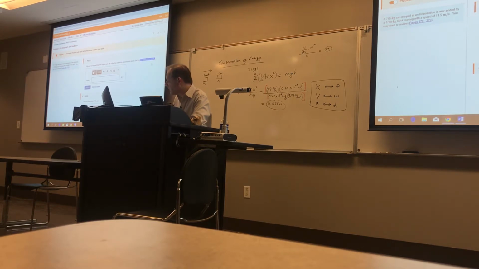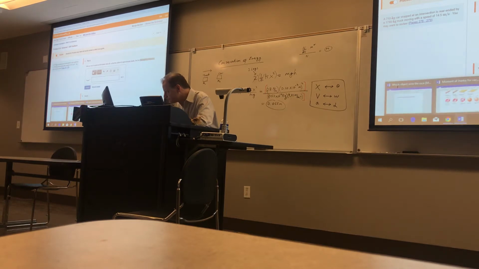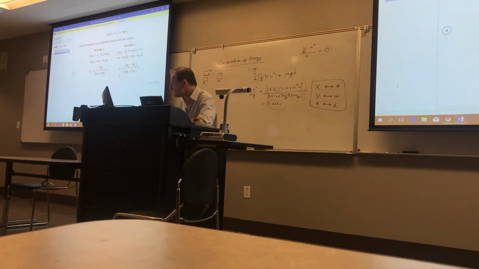So what are they asking me for? What do we call that, V1 or V2? Oh, no, V1, because the object that's moving we call number 1. The object that it hits we call number 2. So this is before. After the collision, I'm going to assume that the truck moves off with a speed V1 and the car moves off with a speed V2.